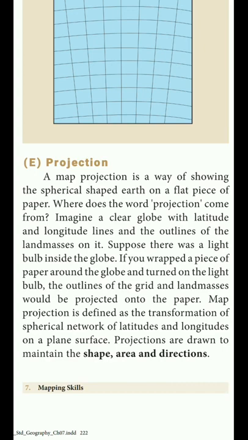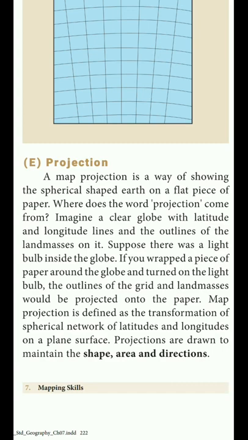See, there is one experiment also. Suppose there was a light bulb inside the globe. If you wrapped a piece of paper around the globe and turned on the light bulb, the outlines of the grid and land masses would be projected onto the paper. So, map projection is defined as the transformation of the spherical network of latitudes and longitudes on a plane surface. There is one question also.